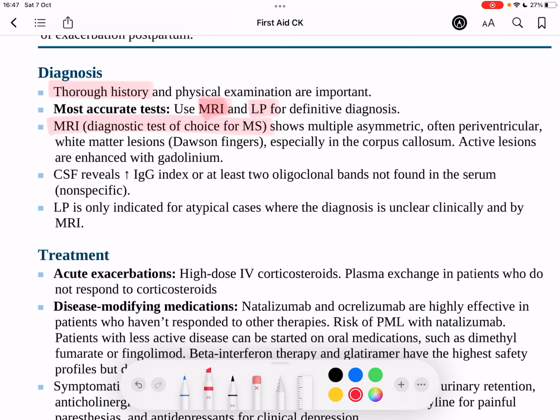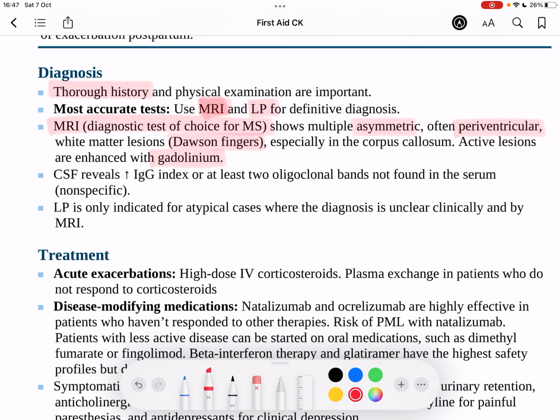And it should be showing multiple asymmetric lesions, and the most common one is the periventricular lesions, okay? So just around the lateral ventricles to see demyelination plaques, okay? And these are also referred to as Dawson fingers. I would heavily recommend looking at pictures of the periventricular plaques because they're very commonly shown in USMLE questions, and I'm sure they're going to be very commonly asked by neurologists on your rotations. Active lesions are also enhanced with gadolinium, but I don't think this is very commonly done in clinics anymore.